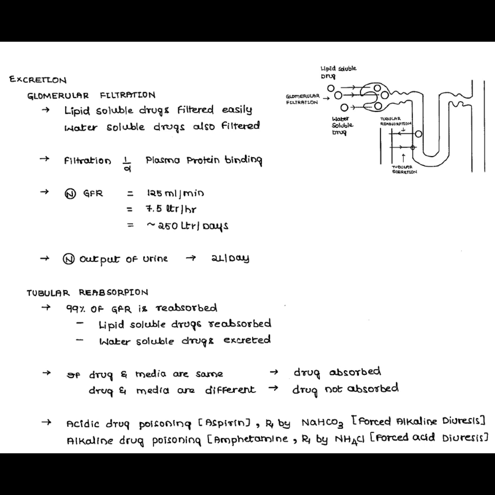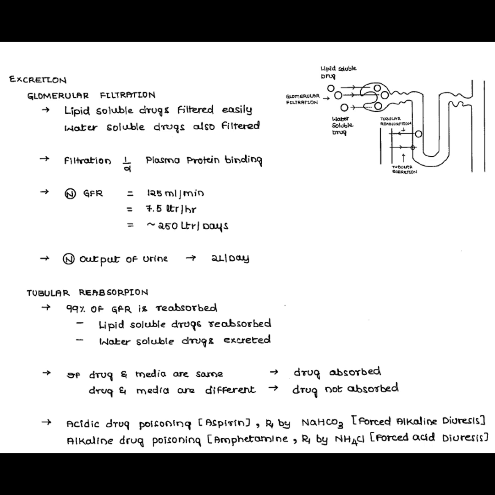Now comes tubular reabsorption, and here is where the drug can get sneaky and try to re-enter the bloodstream. About 99% of the filtrate is reabsorbed. Remember this rule: lipid soluble drugs are easily reabsorbed. Water soluble or ionized drugs are more likely to be excreted, and it's all pH dependent. If the drug's pH matches the urine, it stays non-ionized and gets reabsorbed. If the pH is different, it becomes ionized, gets trapped, and boom, excreted.